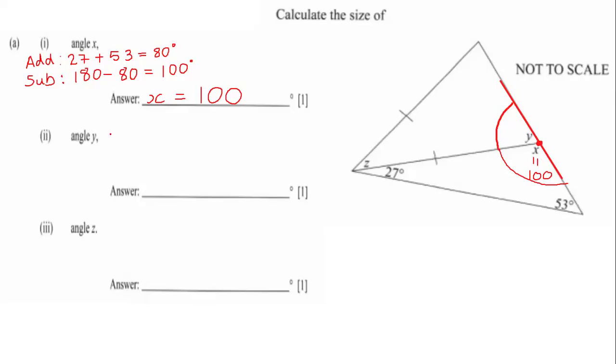Very good. So that means we have to subtract. So y is going to be equal to 180 minus what? Minus 100. And 180 minus 100 is what? That gives 80. So it's going to be 80 degrees. All right, 80 degrees.